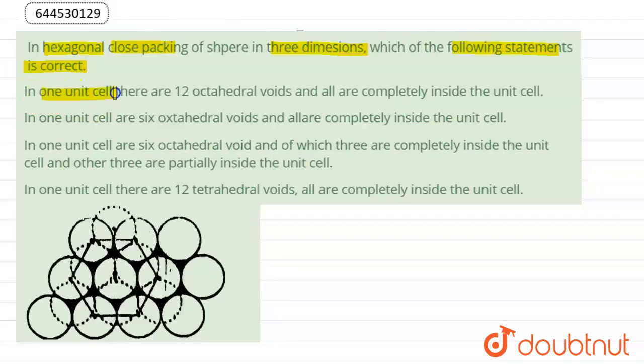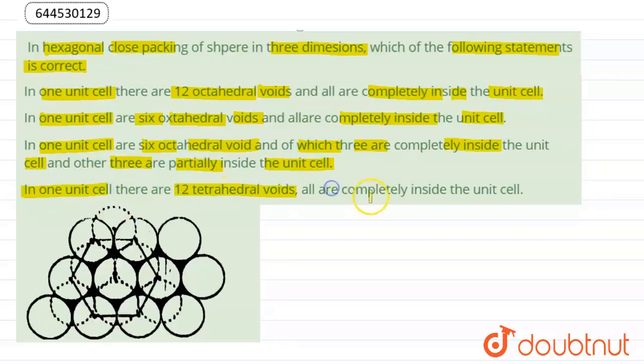Option 1. In one unit cell there are 12 octahedral voids and all are completely inside the unit cell. Option 2. In one unit cell there are 6 octahedral voids and all are completely inside the unit cell. Option 3. In one unit cell there are 6 octahedral voids out of which 3 are completely inside the unit cell and other 3 are partially inside the unit cell. And option 4. In one unit cell there are 12 tetrahedral voids and all are completely inside the unit cell.